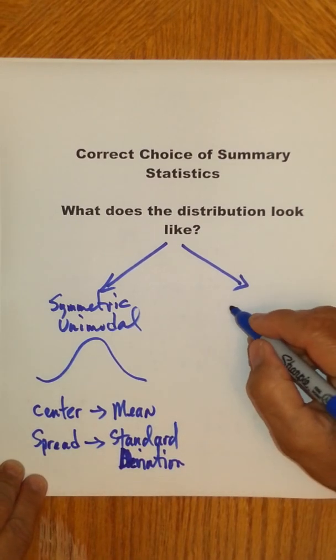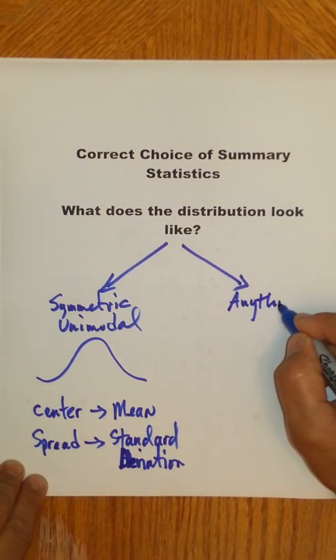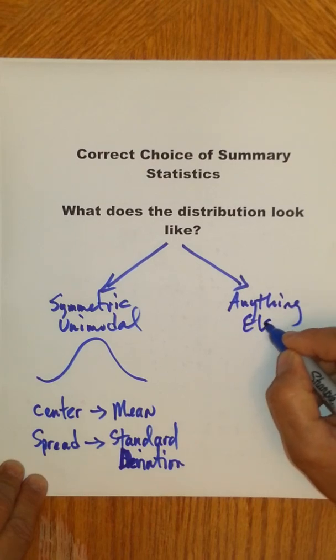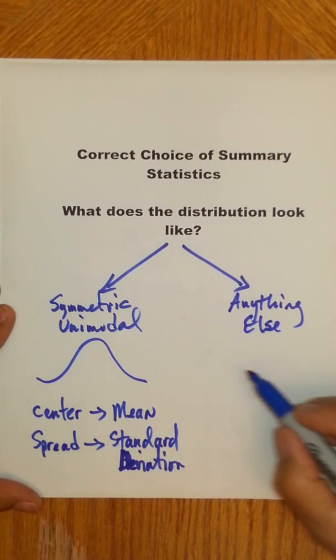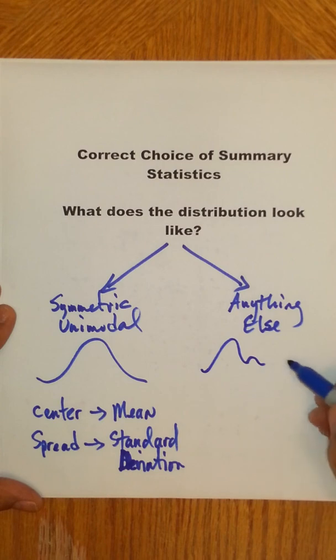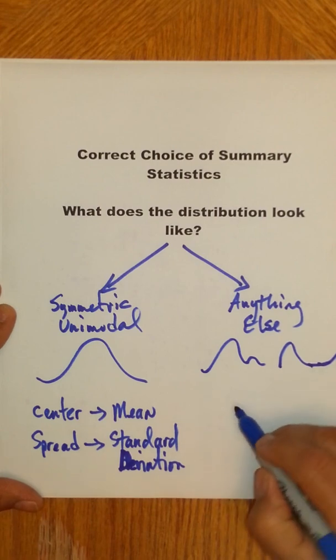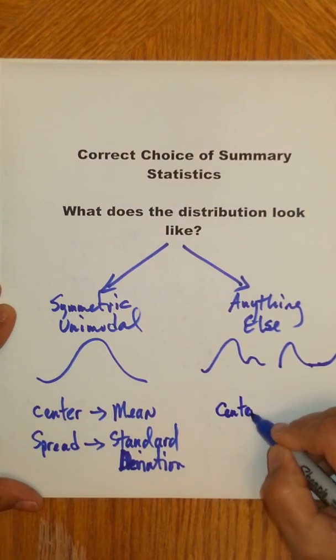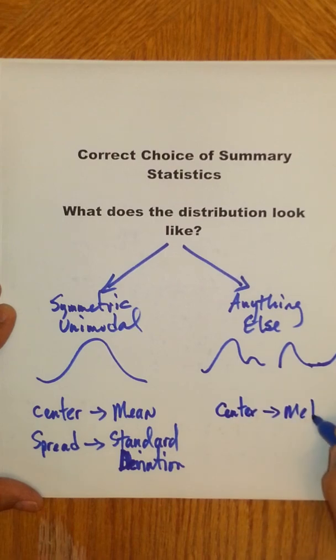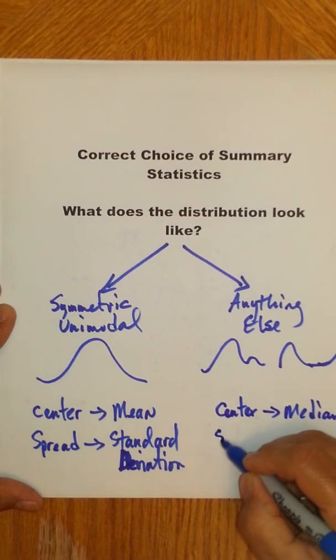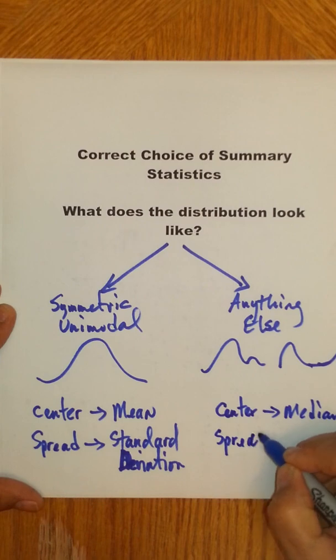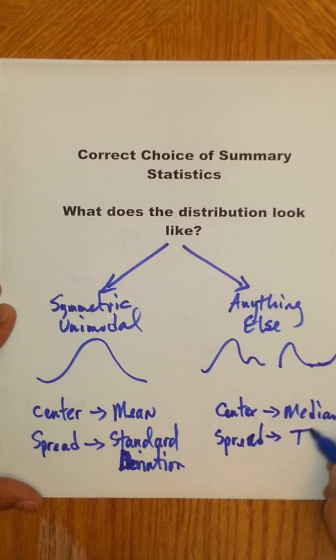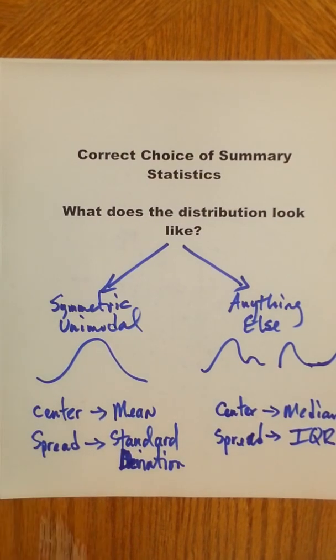Now, if it's anything else, and I mean that, it doesn't matter. It could be bimodal, it could be skewed to the right, skewed to the left, anything, multimodal, anything else, for the center you're going to use the median, and for the spread, you're going to use IQR, the interquartile range.